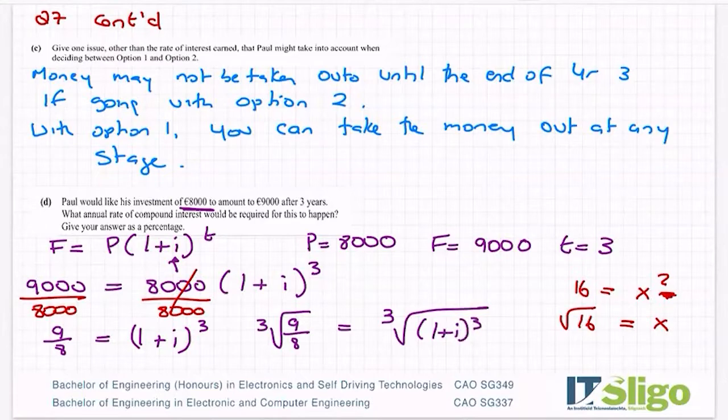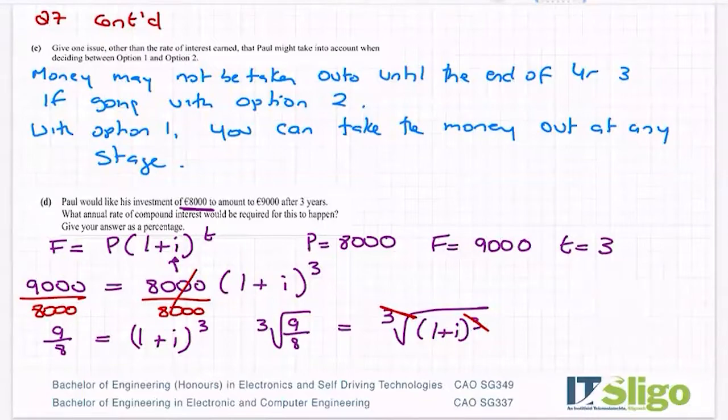Okay, so why did I do this? Because on the right hand side now, that power of 3 cancels with 3 root. Okay, so can you see, I'm just going to rub this bit out here. Can you see that you're now left with on the right 1 plus I. And then what I do to one side, which is the 3 root, I have to do to the other.